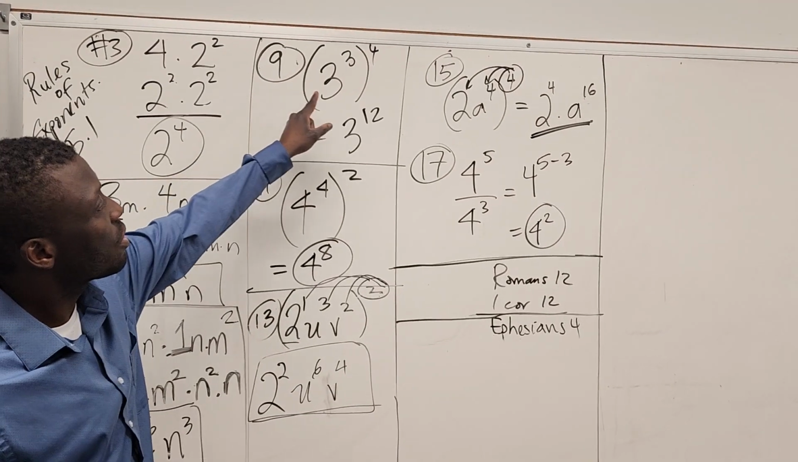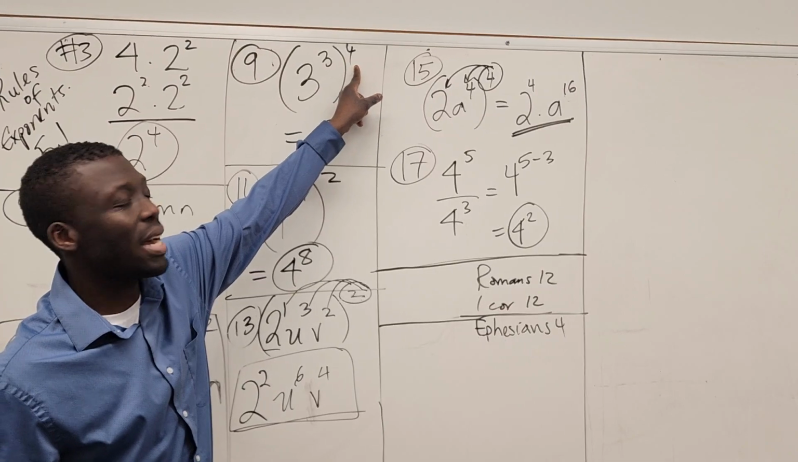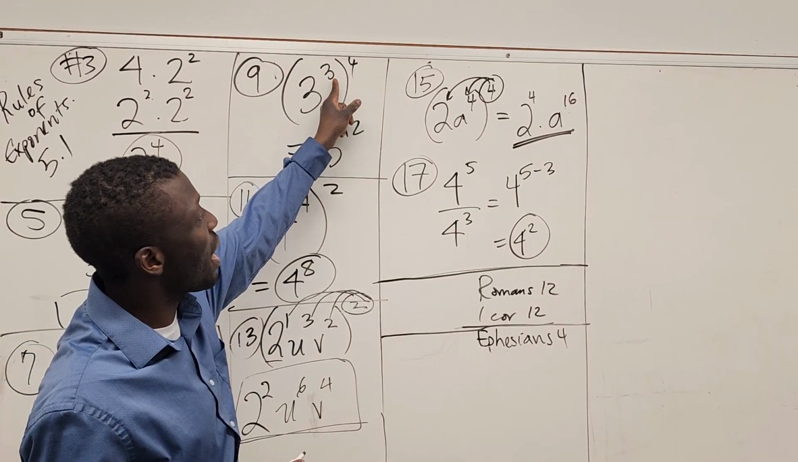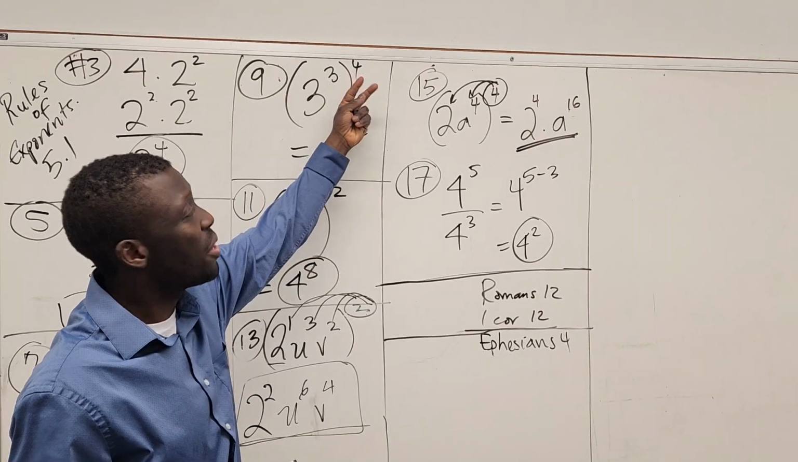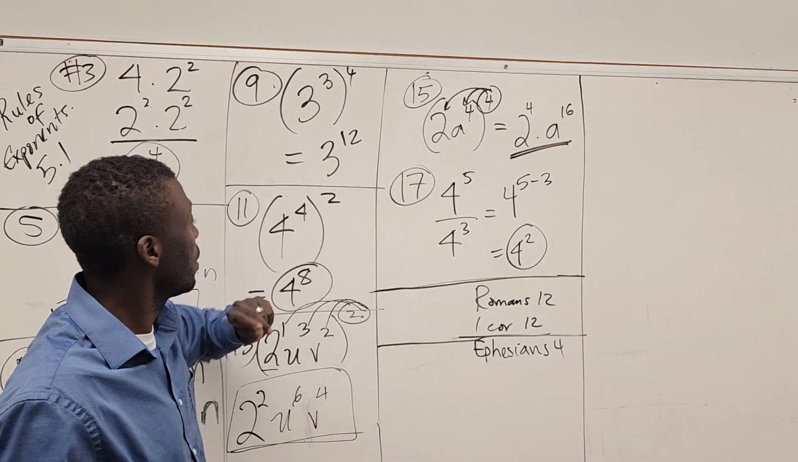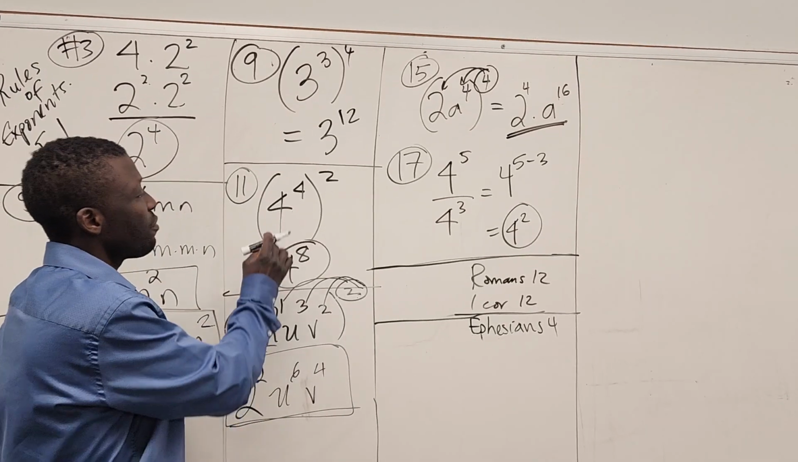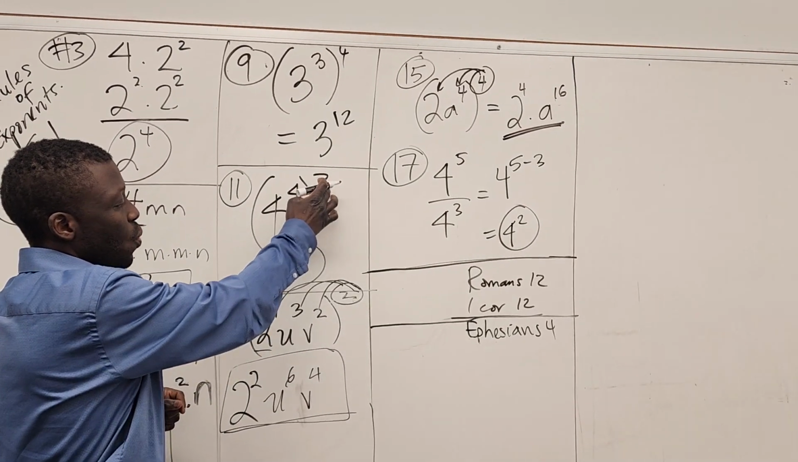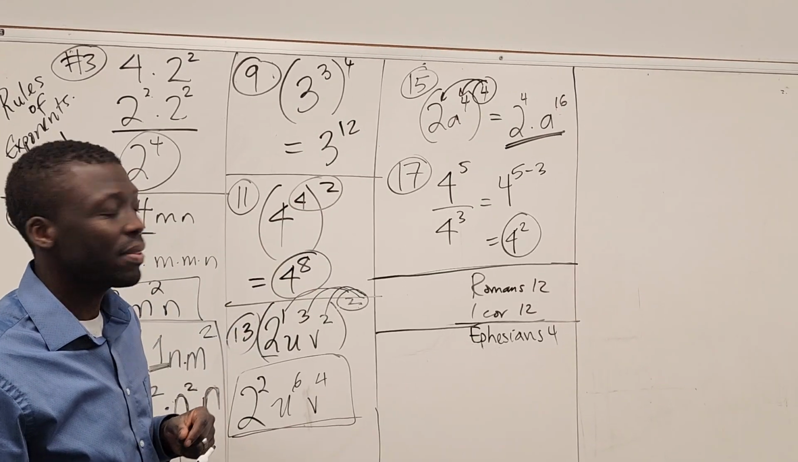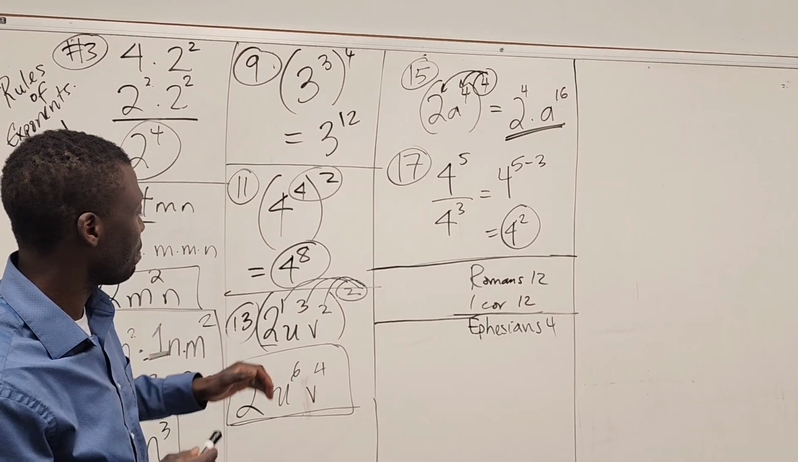Number 9, 3 cubed with a 4 outside. The rule says, according to rules of exponents, when you have a power here times a number out there, you multiply those two together and you get the 12. That's how we get 3 to the 12. Okay, over here we have 4 to the 4th with a squared. These two can multiply and it becomes 4 to the 8th. That's what happens for that particular problem.